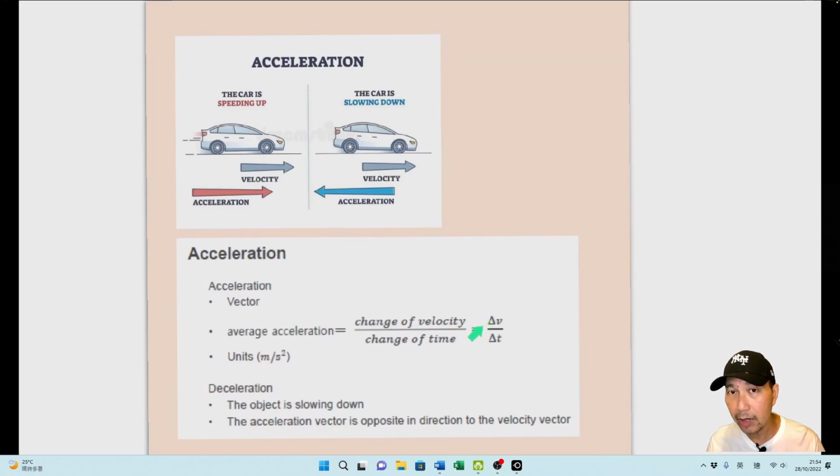Delta usually refers to change. Okay, so change of velocity over change of time. The unit for acceleration is meter per second squared. And the sign of acceleration depends on the numerator, delta V. If delta V is negative, then it is a negative acceleration. Negative acceleration is actually a deceleration. Okay, let's see some examples of acceleration and deceleration.